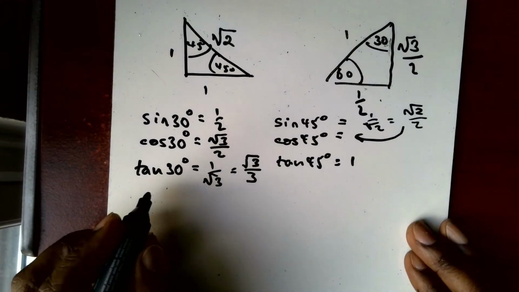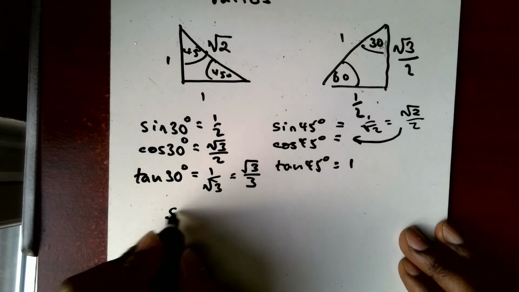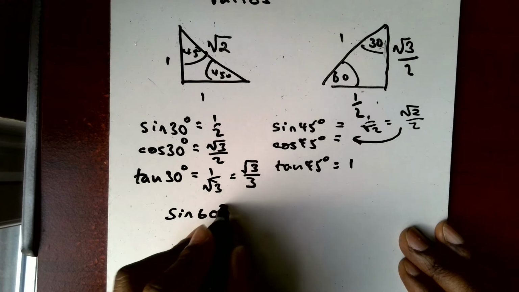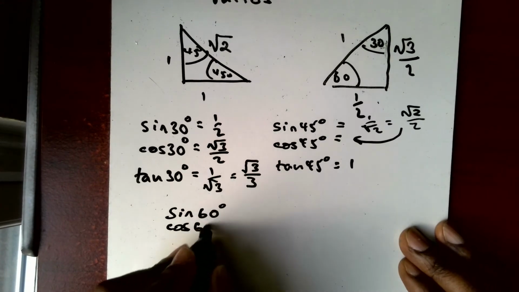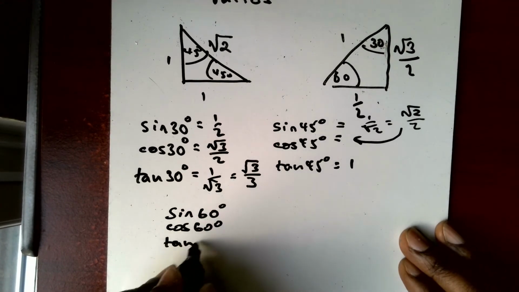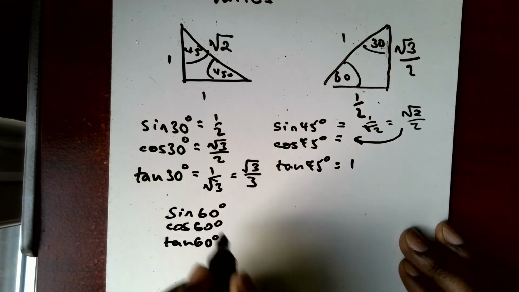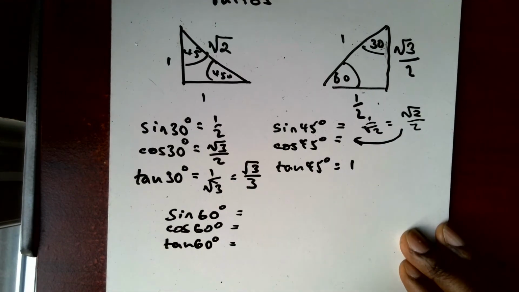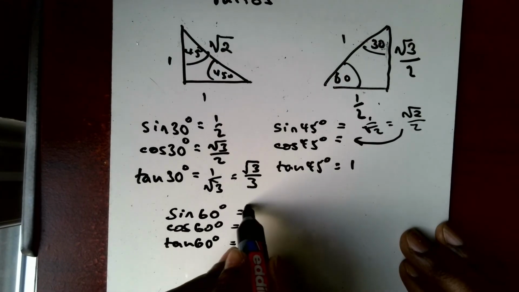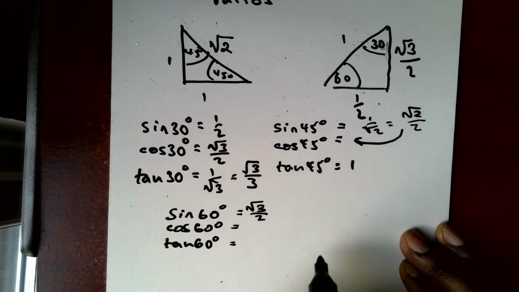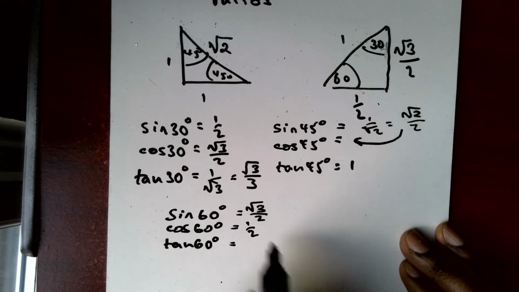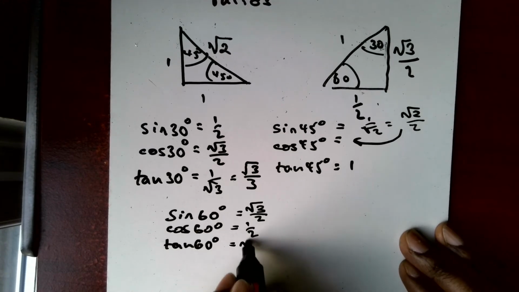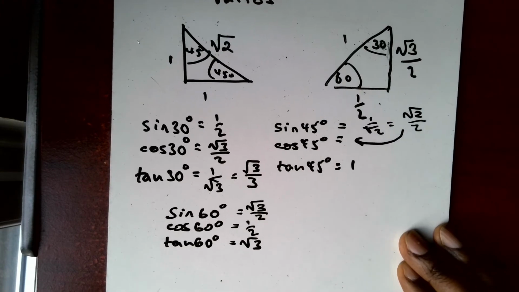And then lastly, if we look at sine 60, cos 60, tan 60, we'll do the same thing with this triangle over here. And the values we're going to get are root 3 over 2 for sine 60, a half for cos 60, and root 3 for tan 60.